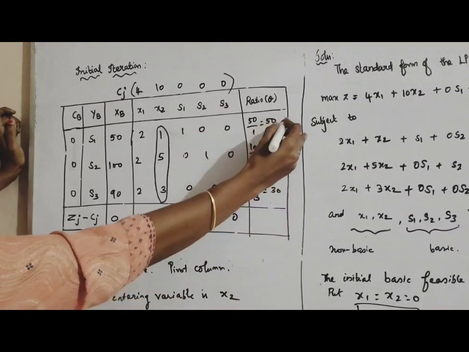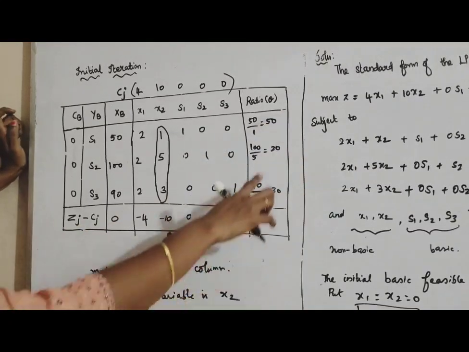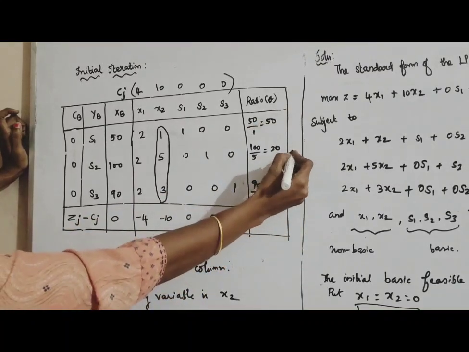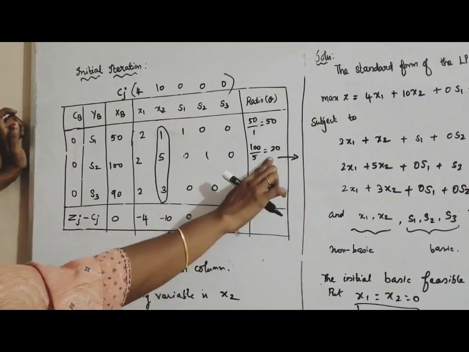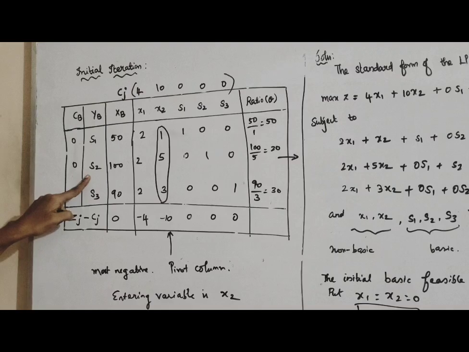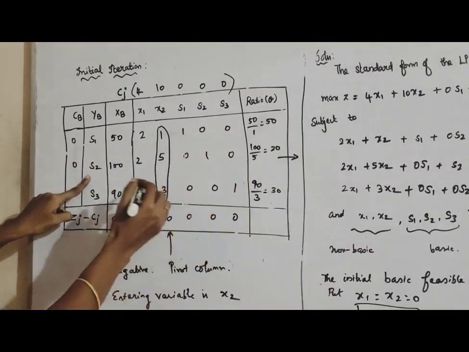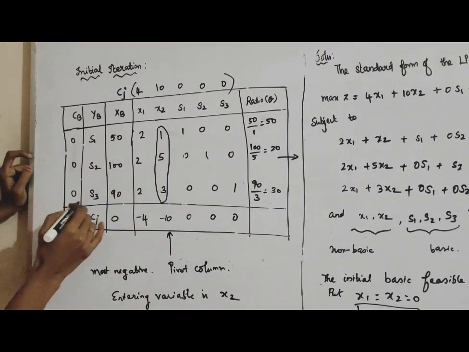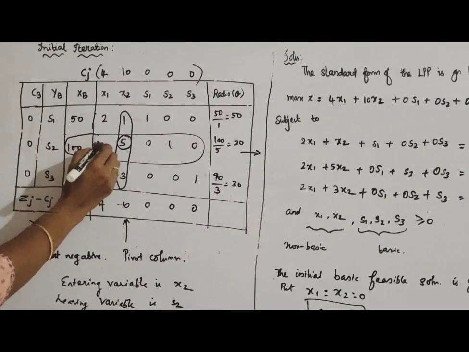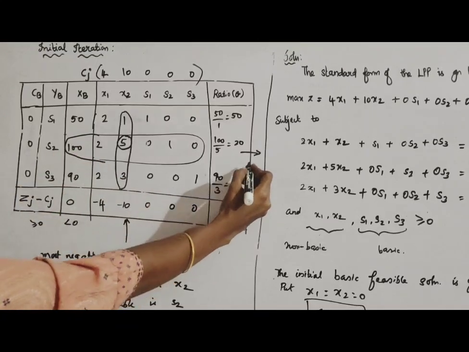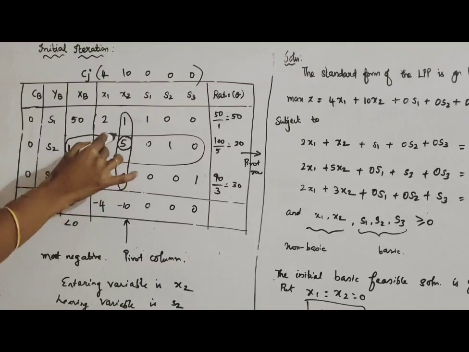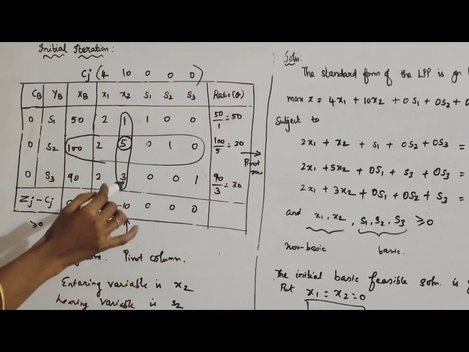Then among these ratios, you have to choose the minimum positive value. What is the minimum value here? 20. Therefore, this S2 variable leaves the iteration table. So you have to encircle this row, and this is the pivot row. Now this element, that is 5, is the pivot element.